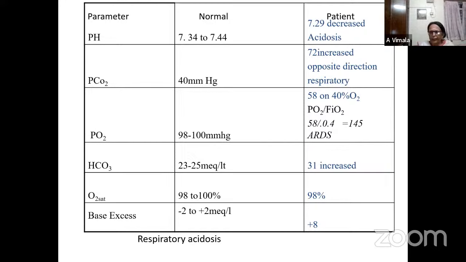Bicarbonate is 31, it is increased. The saturation is 98%. So, we are here on a situation where a patient who is candidate for a chronic lung disease presents with respiratory acidosis with an expected bicarbonate elevation to the PCO2, making a diagnosis of respiratory acidosis.